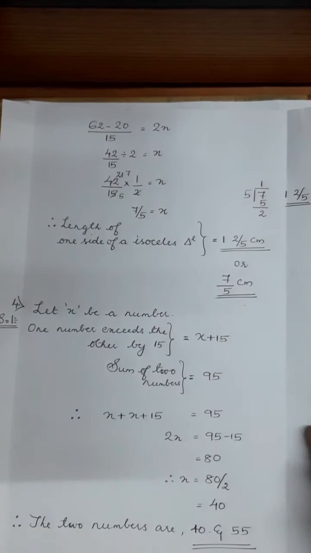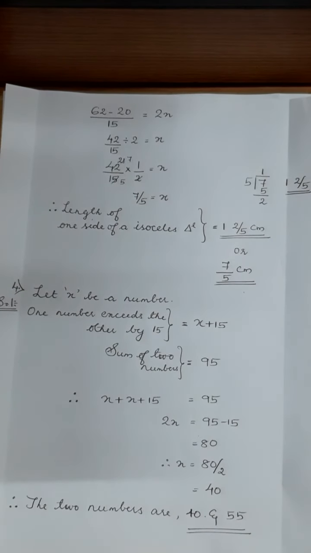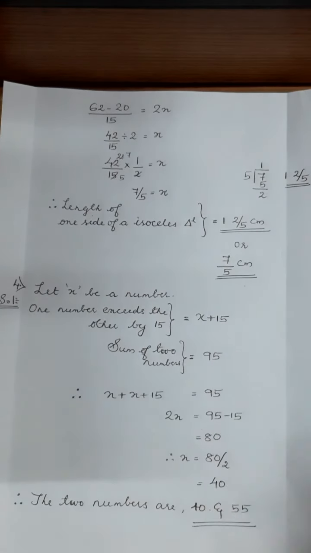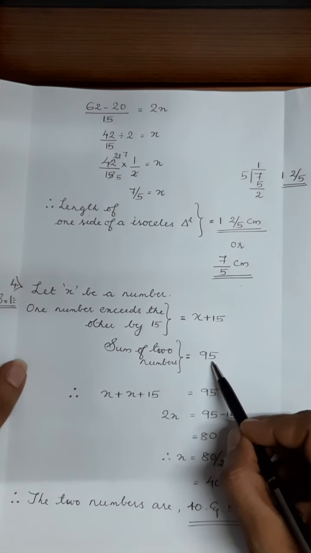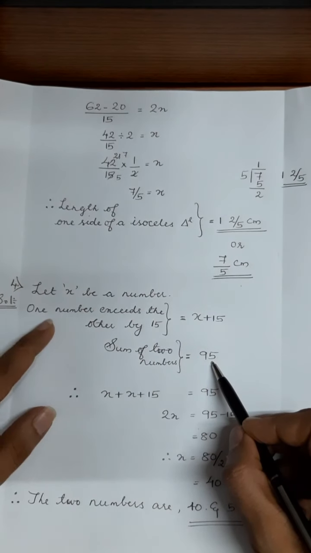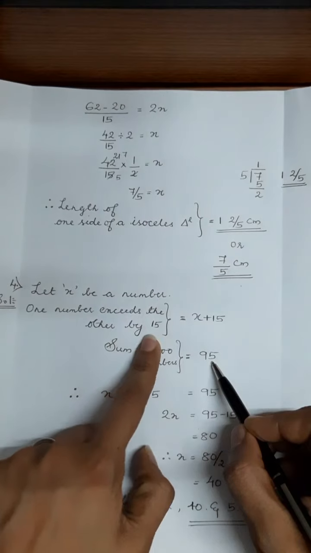Now the fourth question is that the sum of two numbers is 95. If one exceeds the other by 15, find the numbers. That means they have given us that the sum of two numbers is 95. Okay, and they have given us one more clue, that one number exceeds the other by 15.